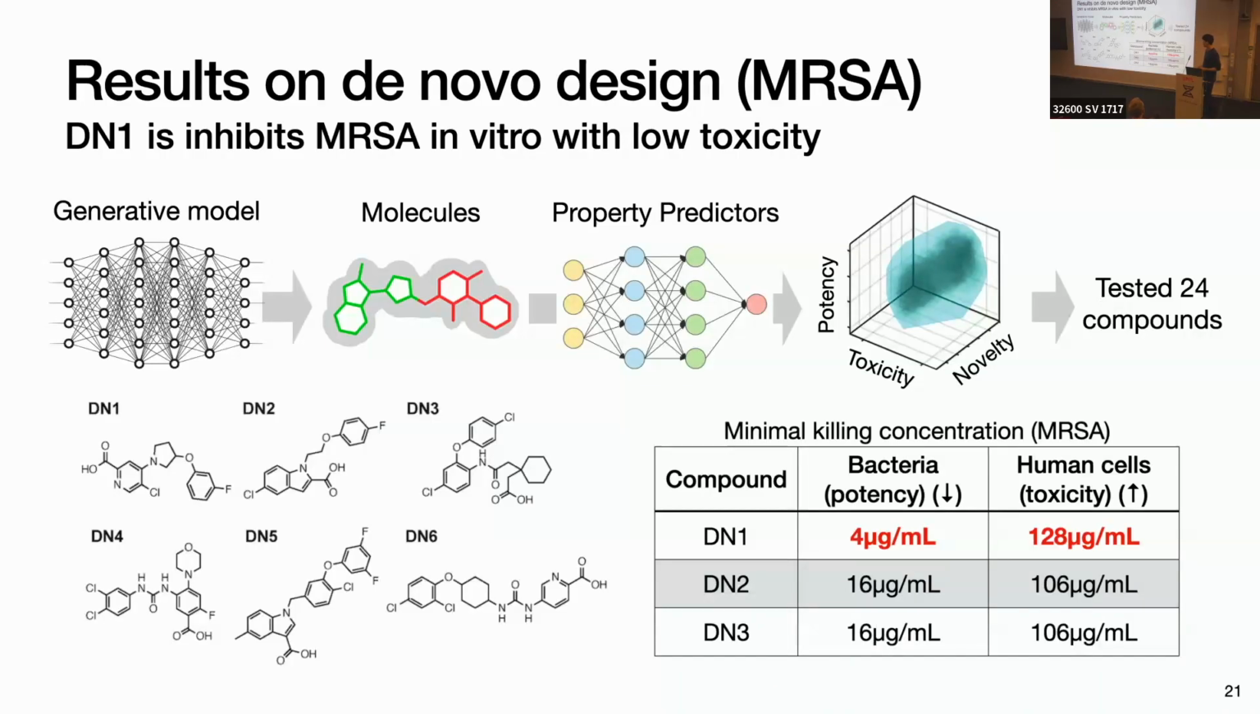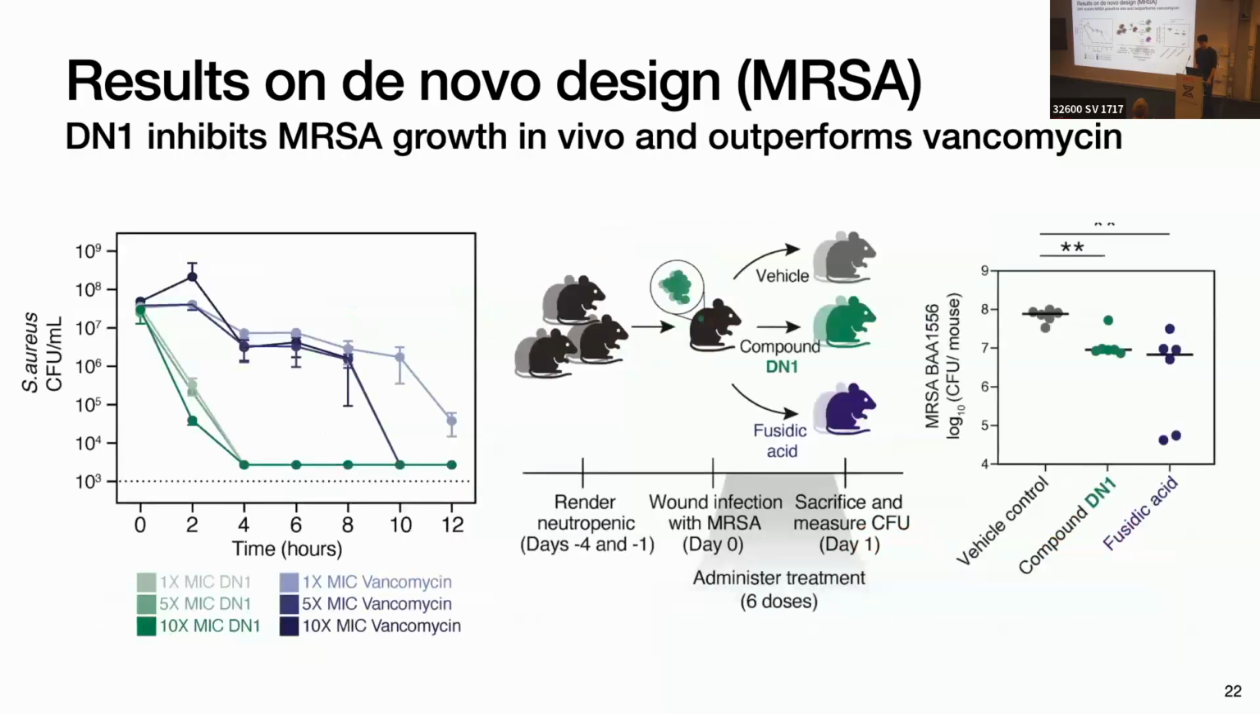And the best one, called DN1, which happened to be the simplest design out of the 24, had a selectivity index of about 64 as well. In this case, we switched to a different bacteria called MRSA, which is a known strain that is resistant to a standard antibiotic. We can see that this compound works on these resistant strains pretty well. We again did a similar thing using animal models, and we can show that it reduces the infection level as well.